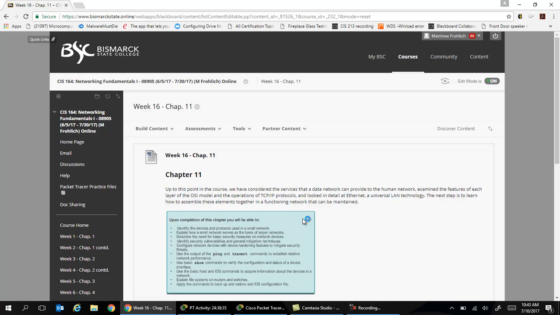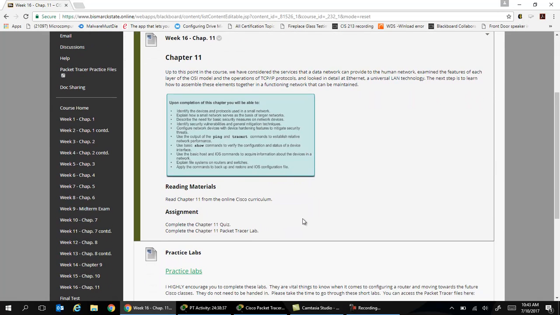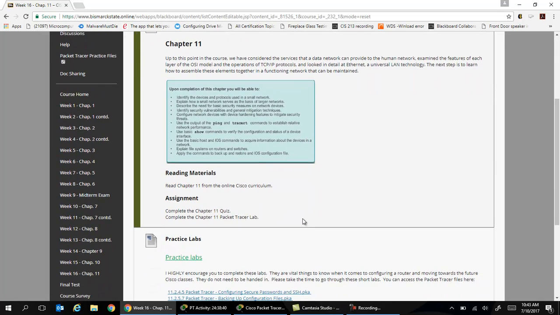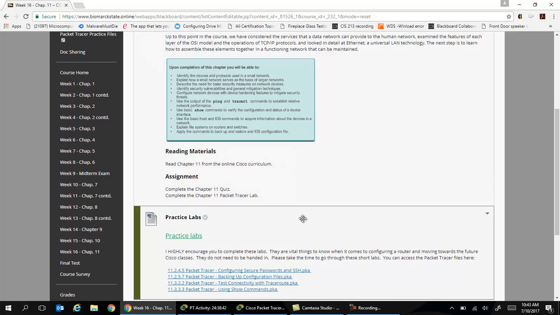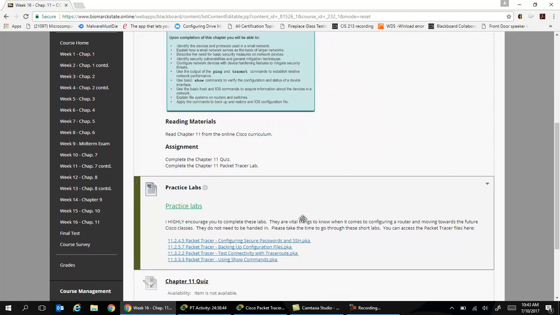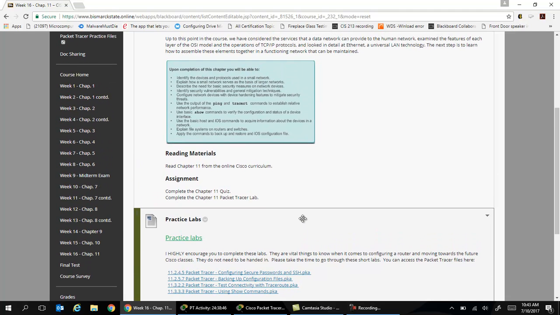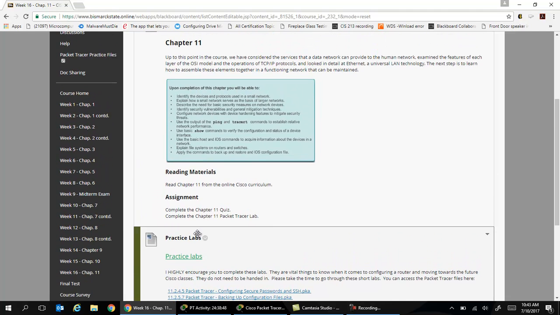Chapter 11 here, this gets into troubleshooting a network, pinging, trace routing, doing some show commands inside of your devices. No assignment for Chapter 11 here either.